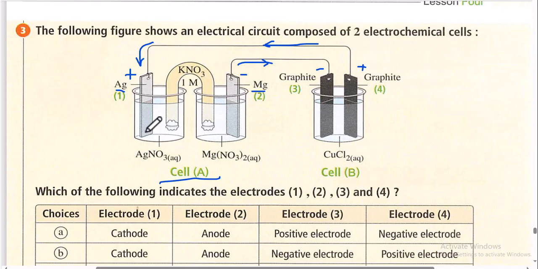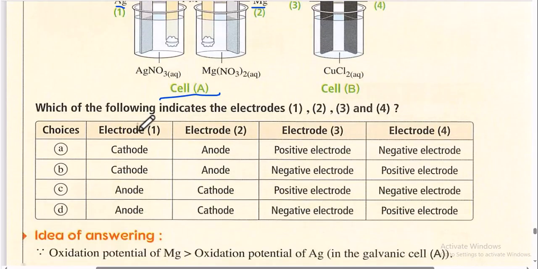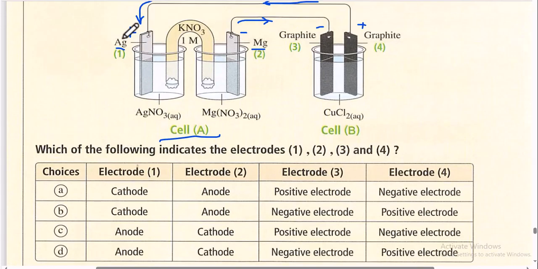So let's see the options here, or the choices. Which of the following indicates 1, 2, 3, and 4? 1 is the cathode or the anode? 1 is the cathode, it is a galvanic cell, and silver is the less active element. So 1 is the cathode, so 1 is not the anode. The second is the anode of the galvanic cell, magnesium, which is more active. Those are wrong. It is not cathode.